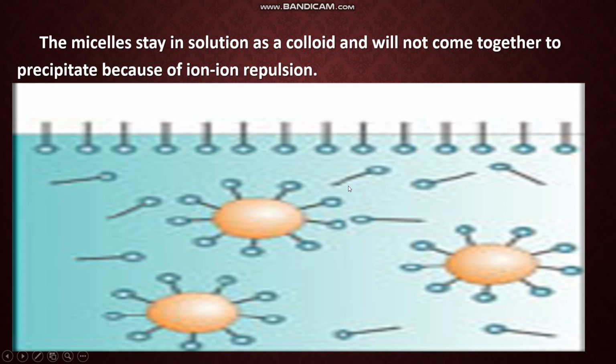The micelles stay in solution as a colloid and will not come together to precipitate because of ion-ion repulsion. The surface of the micelle is ionic in nature. That means it is having charge. So the surface of each micelle has similar charges. They repel away from each other, so they will not come together to precipitate.